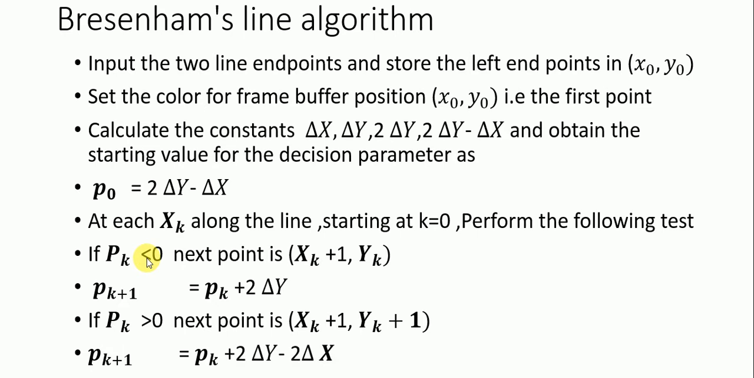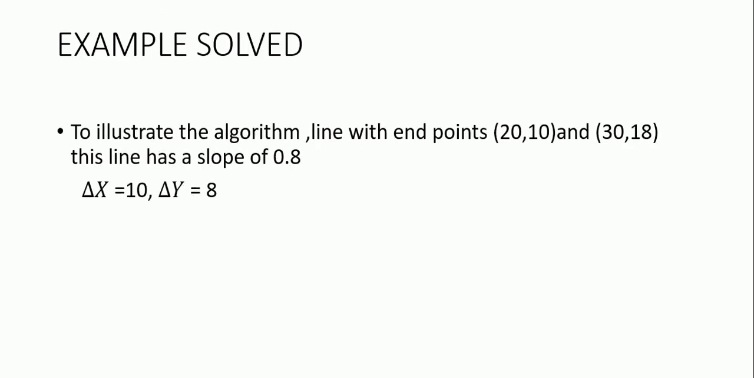Now let us look at an example of how we can solve this. Here the points are 20 and 10, and 30 and 18. It starts with delta x equal to x maximum minus x minimum, and delta y equal to y maximum minus y minimum. That is 30 minus 20, which is 10, and 18 minus 10, which is 8. So that is delta x and delta y. Then p naught is 2 into delta y minus delta x, which equals 6.